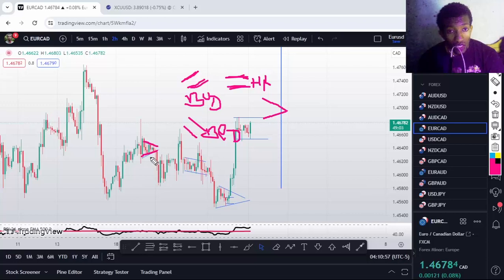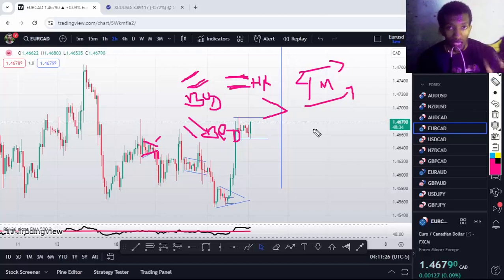This is a triangle. We enter when it breaks the downside or the upside, whatever the direction, the market will tell us. You don't have to know the direction. You should know the four models. That is all. The direction will be given by the market. Just wait, relax, and wait for the market to tell you what to do.